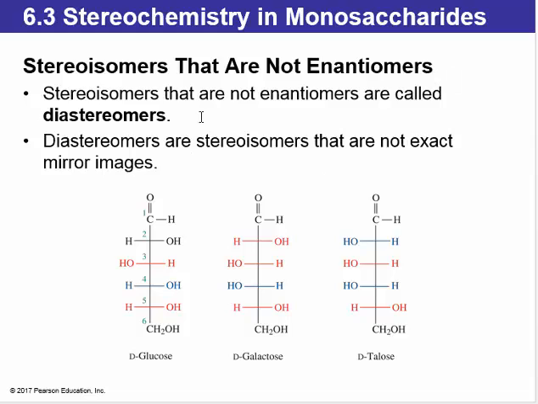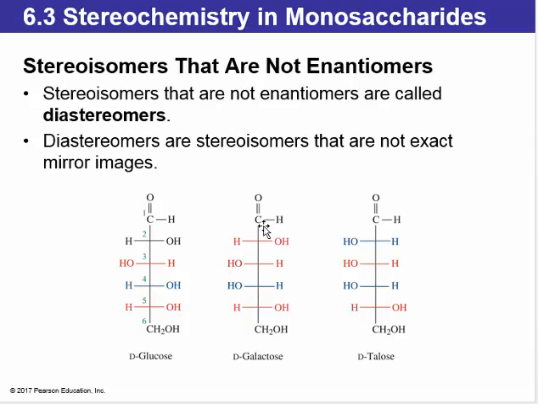Stereoisomers that are not mirror images, are not enantiomers, are called diastereomers. So diastereomers are stereoisomers that are not exact mirror images. So let's look at D-galactose and D-glucose. This is one of the stereoisomer pairs that are not enantiomers. So these two are diastereomers.